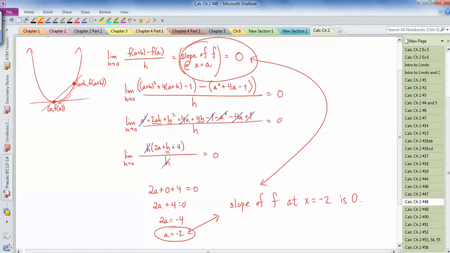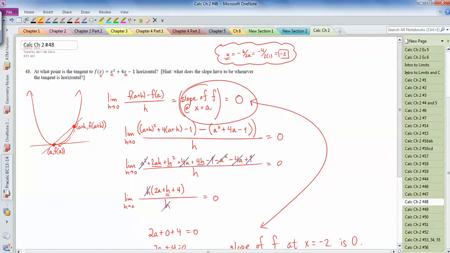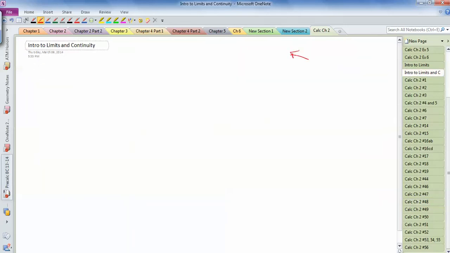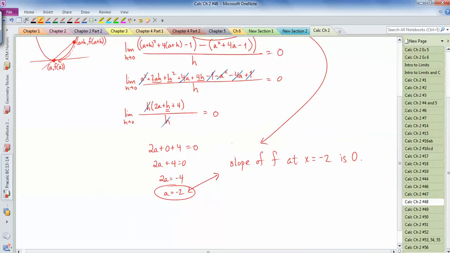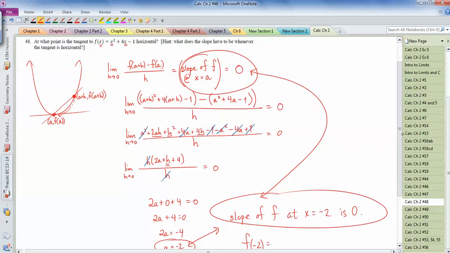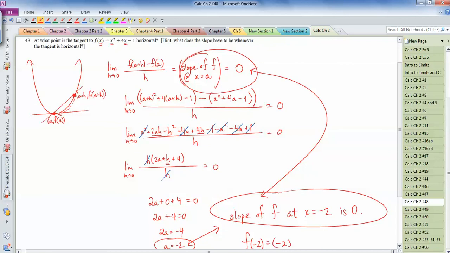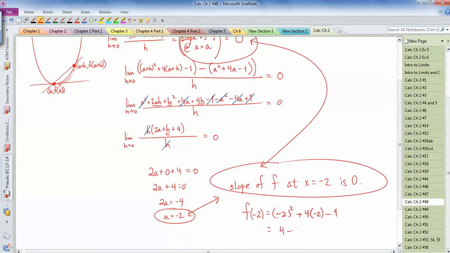So let's see, what can we do with that? We know that the slope is 0 when x is negative 2, and that verifies what we set up here. And then let's get the y value too. So f of negative 2 is going to be negative 2 squared plus 4 times negative 2 minus 1. So that's going to be 4 minus 8 minus 1, so negative 5.